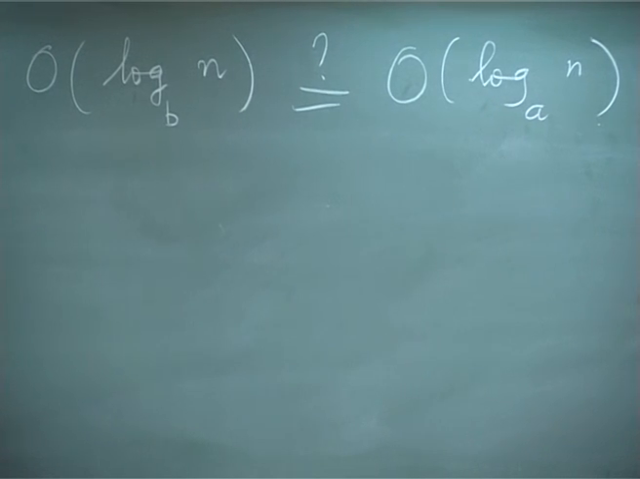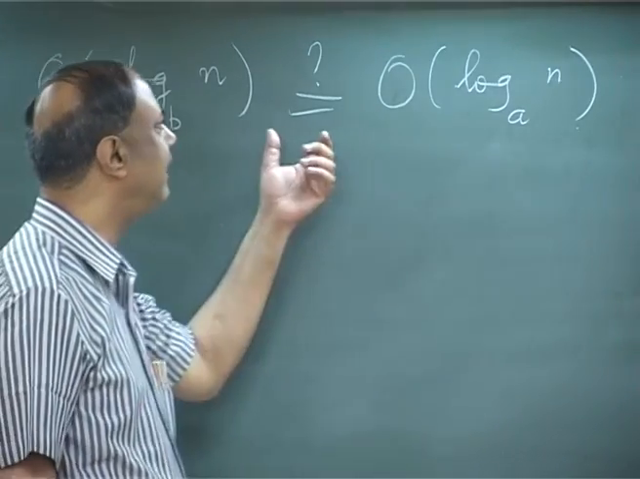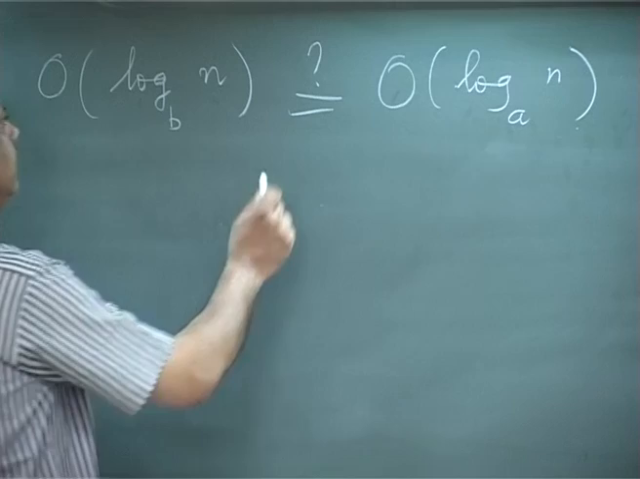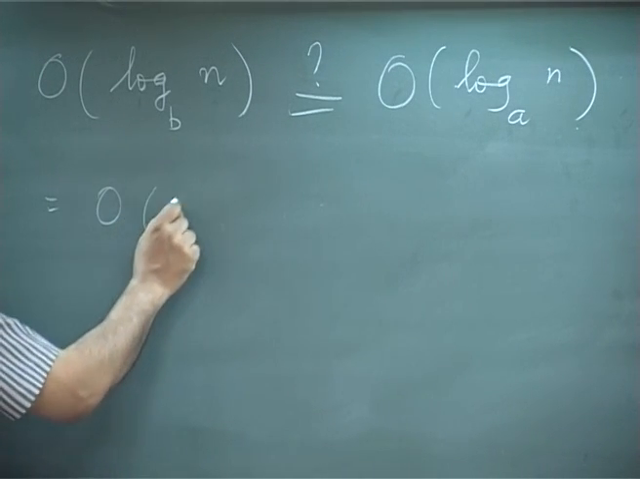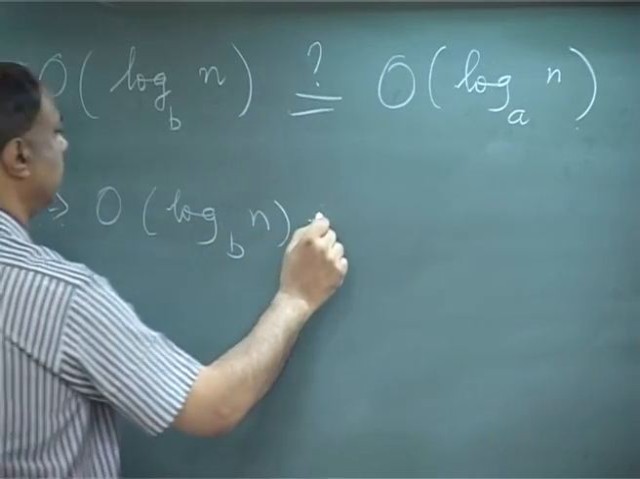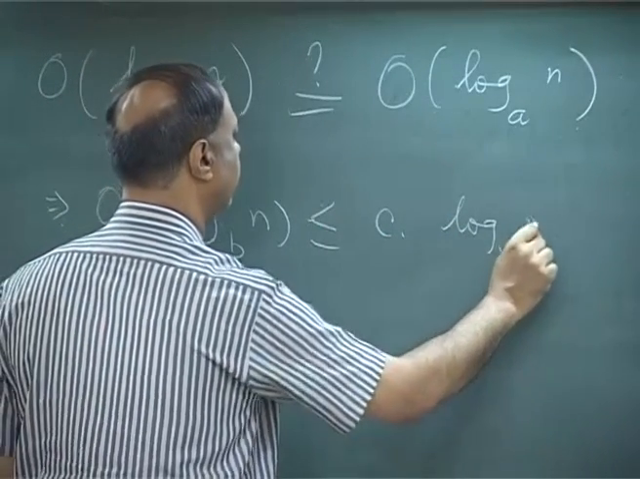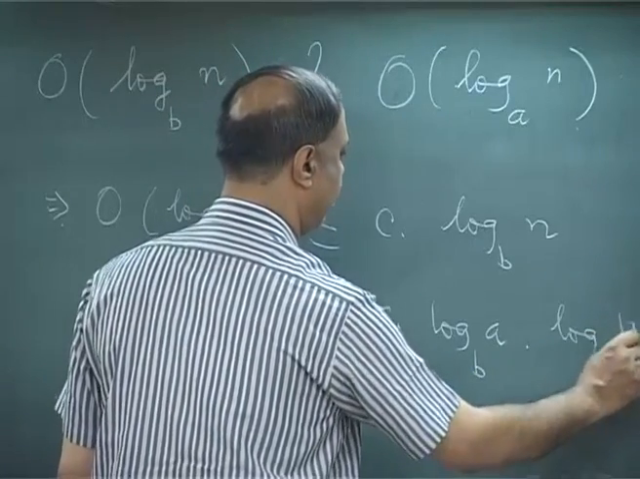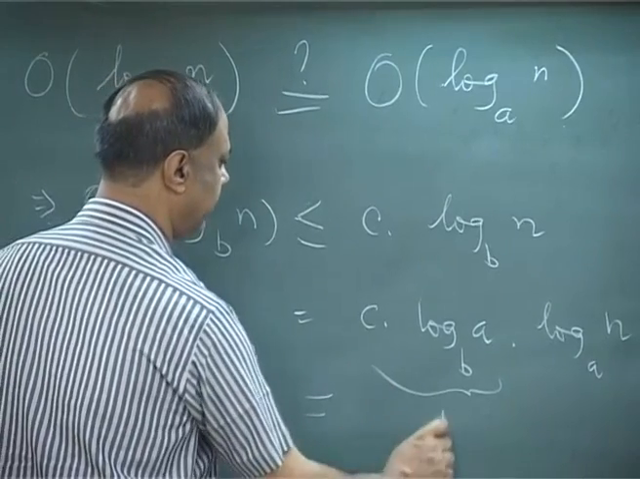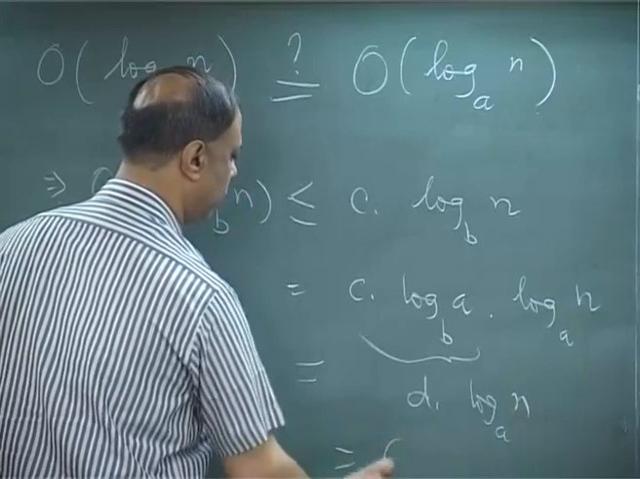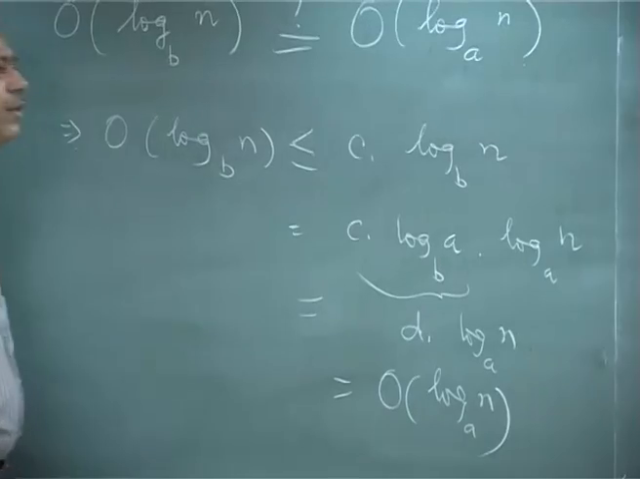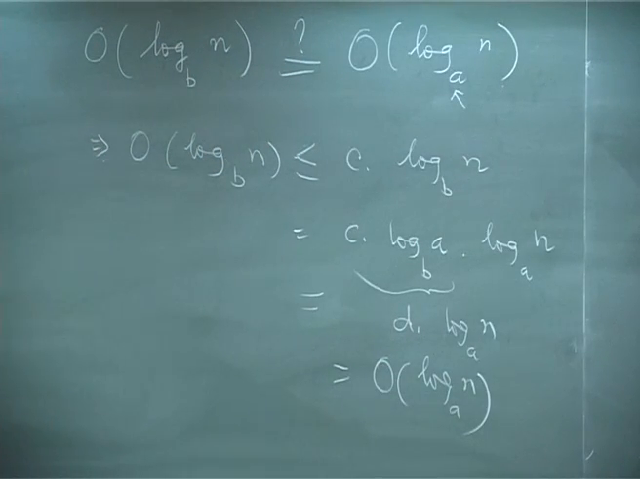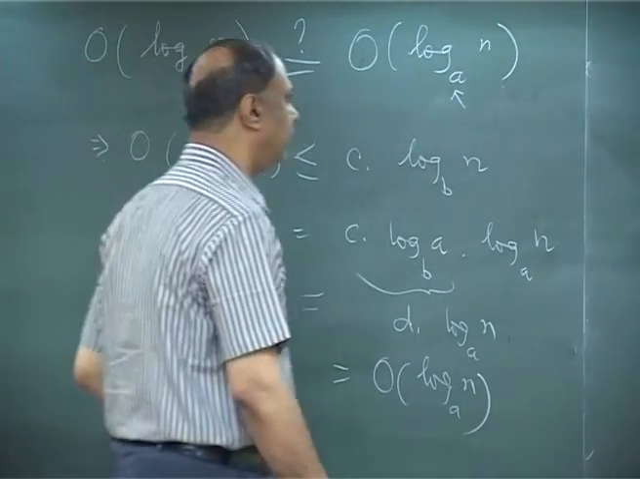And the same, where b and a are constants, is order log b n equal to order log a n, where a and b are two constants? Suppose I want to prove that they are constants. So can I write order log b n is less than or equal to c times log b n, which equals c times log b a times log a n. So this is nothing but d times log a n, where d is a constant, so I can write order log a n. So while we talk about the complexity, we don't mention the base of the logarithm, because it doesn't have any meaning to define the worst case time complexity.